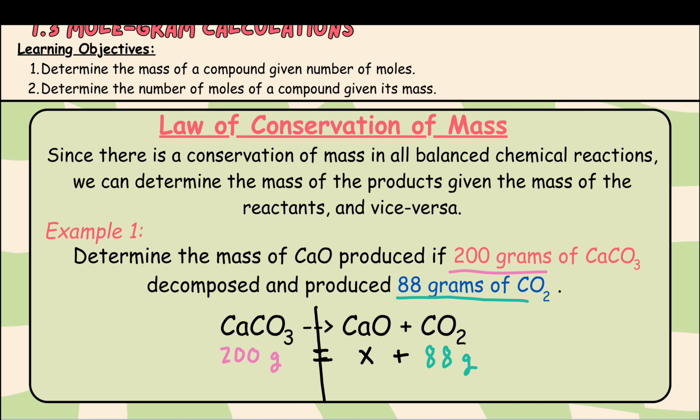Okay, so now we have just this simple solve for X. So 200 grams equals X plus 88. So we just got to subtract that 88 on both sides to get X by itself. Okay, so that we get the mass of calcium oxide is 112 grams. Okay, so you're just figuring out kind of that missing piece and making sure that the left side of the arrow and the right side of the arrow are equal to each other.